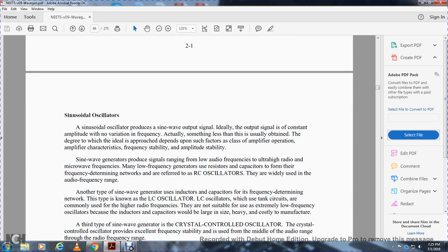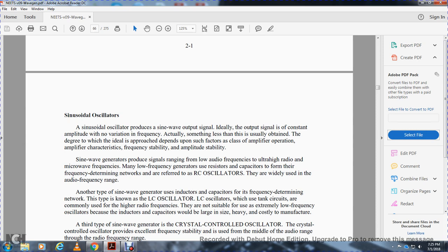The sinusoidal oscillator produces a sine wave output signal with a constant amplitude and no variation in frequency. Actually, something less than this is usually obtained. The degree to which they ideally approach it depends upon such factors as the class of amplifier operation, amplifier characteristics, frequency stability, and amplitude stability. Since sine wave generators produce signals ranging from low audio frequencies to ultra high radio and microwave frequencies.